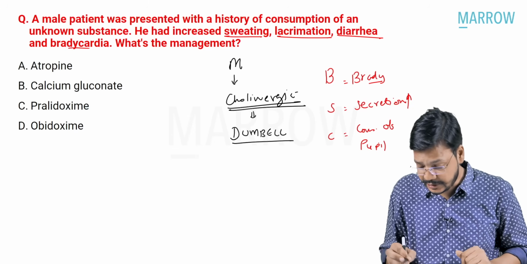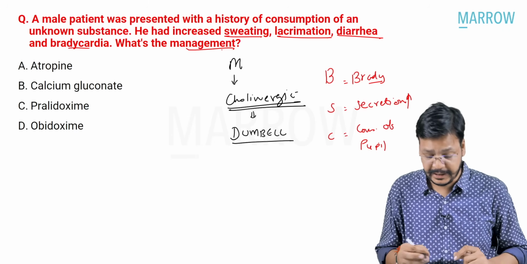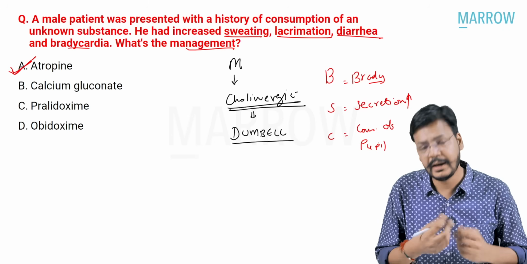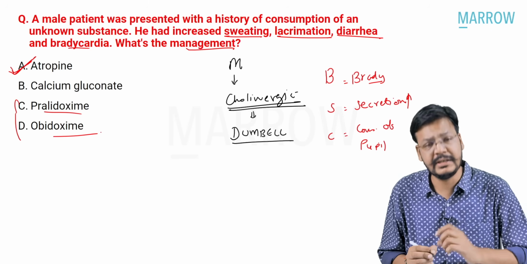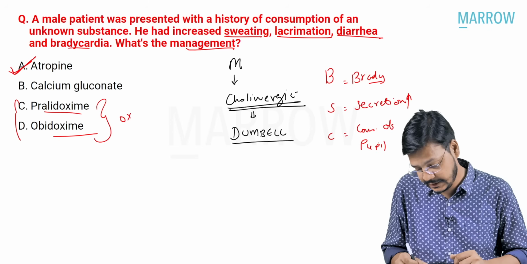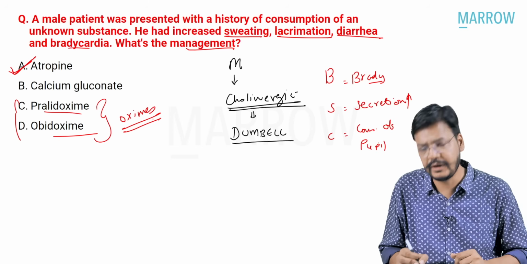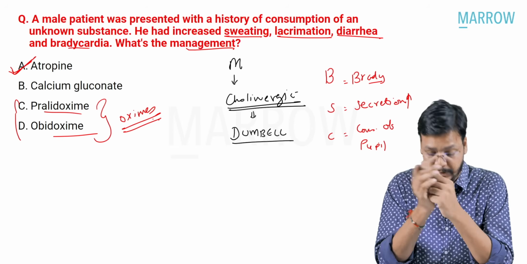Now the question is asked, what is the management? For these, the management is atropine, an anticholinergic, atropine. Yes, pralidoxime and obidoxime, these are the oximes. These are the oximes we also give, but the best choice will be atropine.